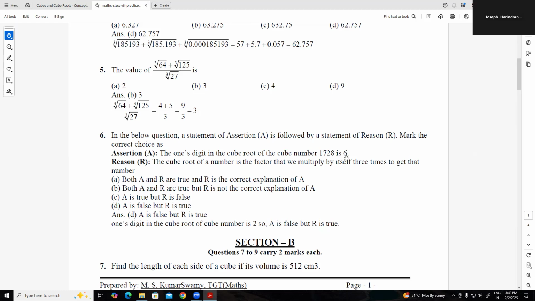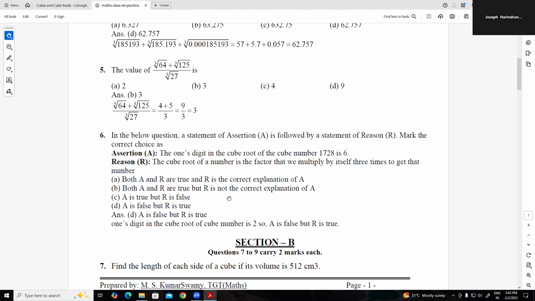But it is false. We know that the cube of this cube root of 8 should give a 2 there. The cube root of 8 should be 2, so the ones digit should be 2 rather than 6. So it's a false statement. So straight away we can go to the D option, because that is the only option that says A is false, but R is true.